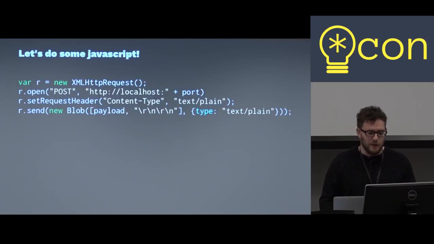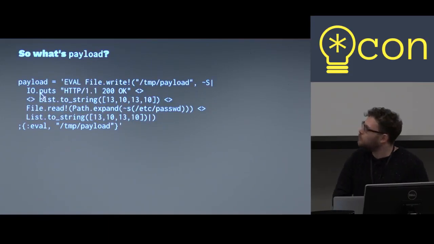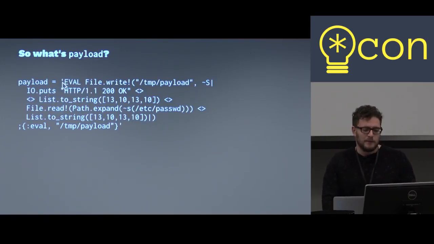And what kind of payload do I want? Well, this is a little bit big. Oh, great, my pointer is here. So the first part is I'm going to do a file.write of a bunch of stuff into a file. And then I'm going to tell it to evaluate that file as Elixir code.